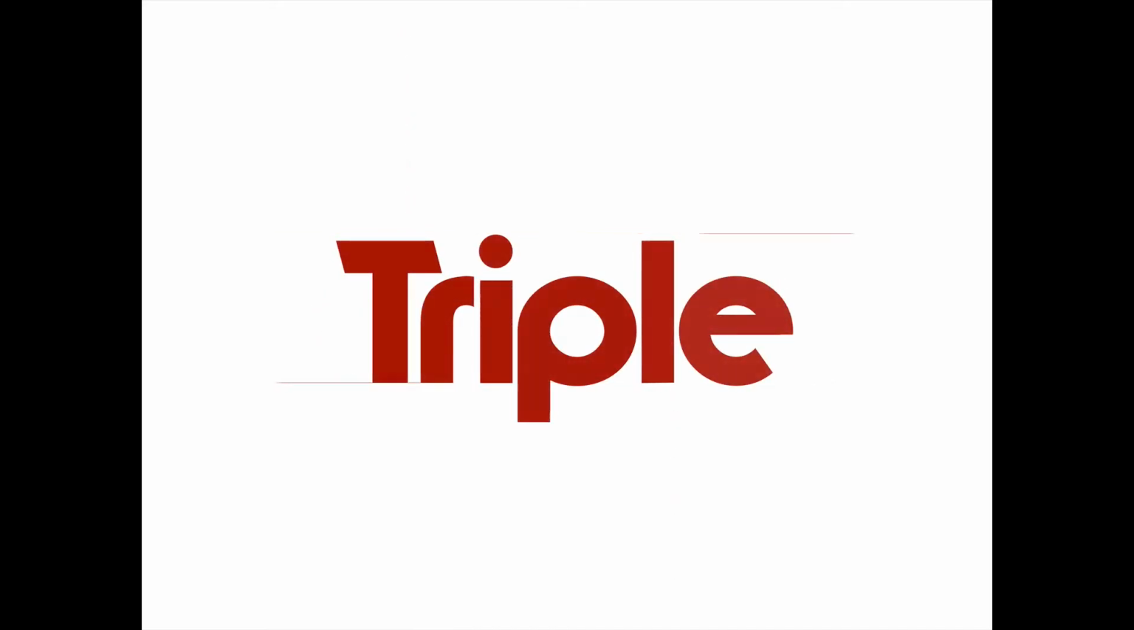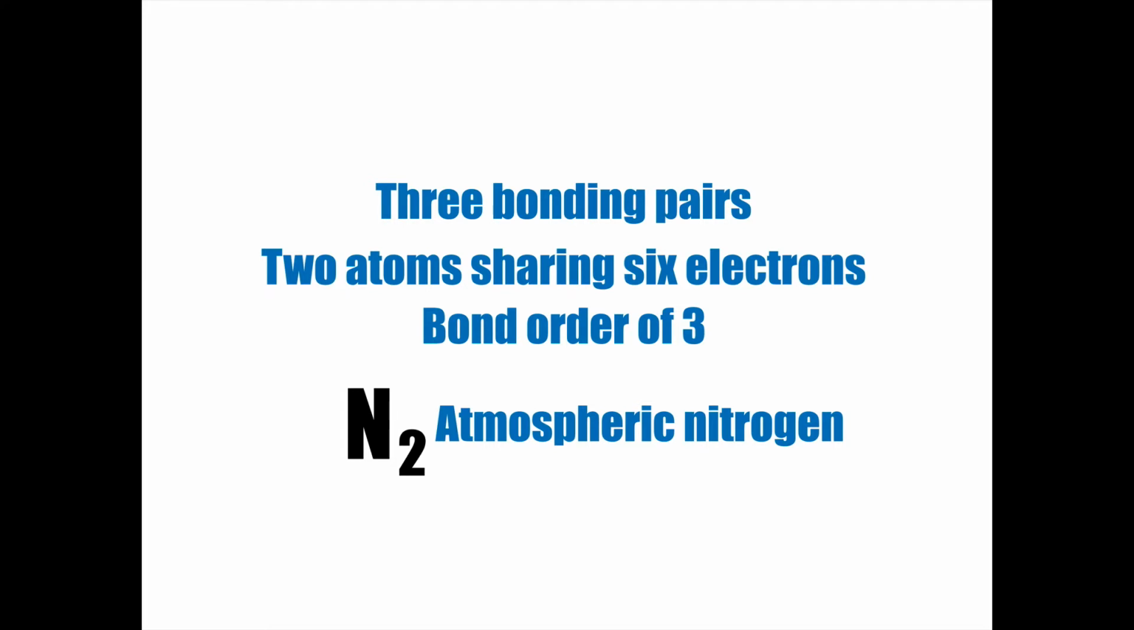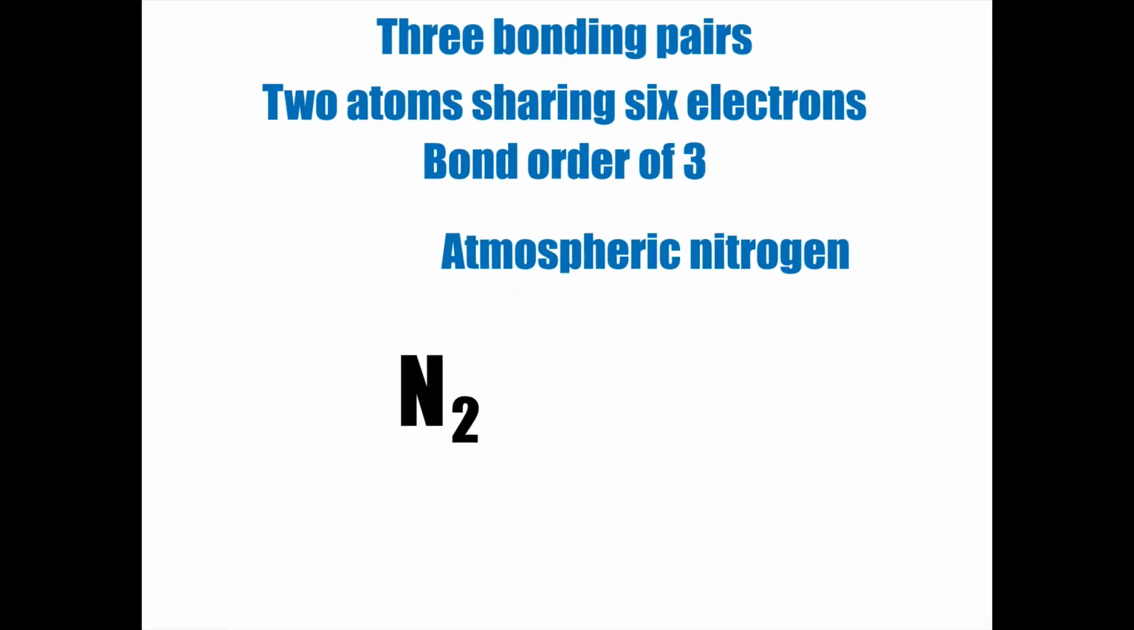Now let's look at a triple bond. For a triple bond, we're going to look at oxygen's neighbor, nitrogen. So 3 bonding pairs, 2 atoms sharing 6 electrons. This is going to be a bond order of 3, a triple bond. So this is atmospheric nitrogen now.